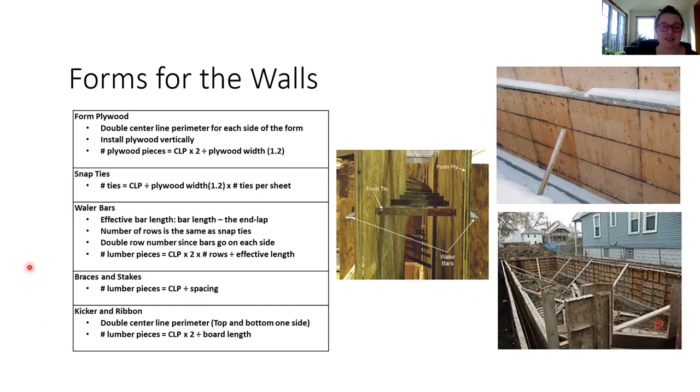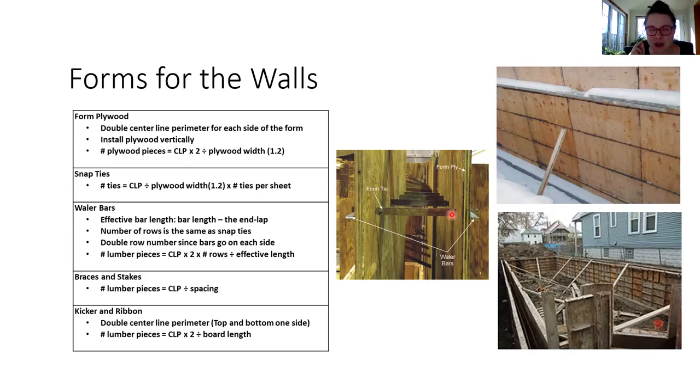Plywood's on both sides. Snap ties, what are they? Snap ties are these little bits right in the middle. If you have a basement with a poured foundation, go down, especially if you have exposed concrete walls, go down and take a look and see if you can tell where the snap ties were. If you go down in my basement, and I don't know if I could get a good picture.